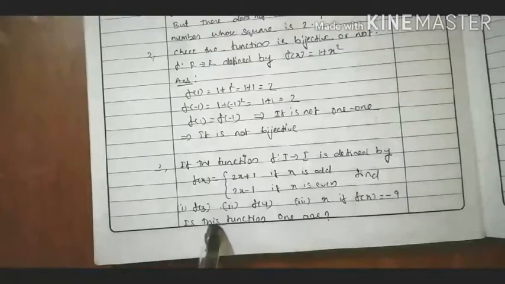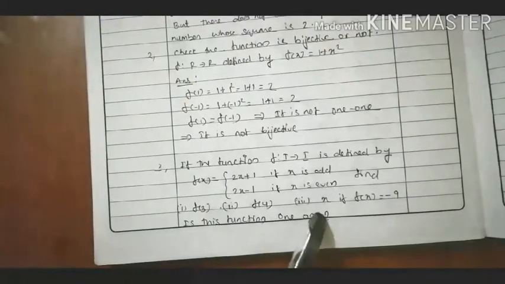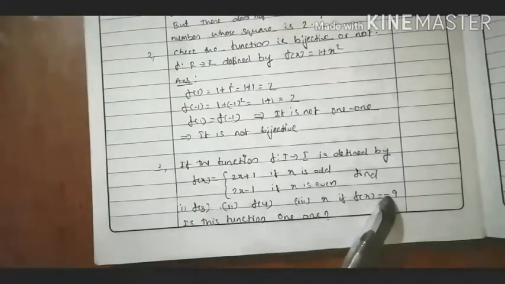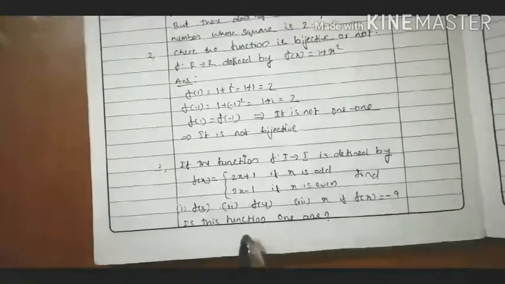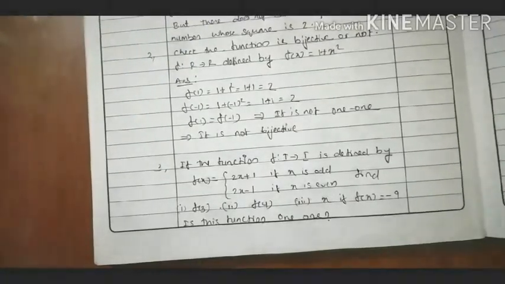Then find f of 3, second one f of 4, and third one x if f of x is equal to minus 9. And then after that you have to check whether this function is 1-1. So 4 things are there. First you have to find out f of 3, then f of 4, then you have to find out x if f of x is equal to minus 9, and after that you have to check whether the function is 1-1.